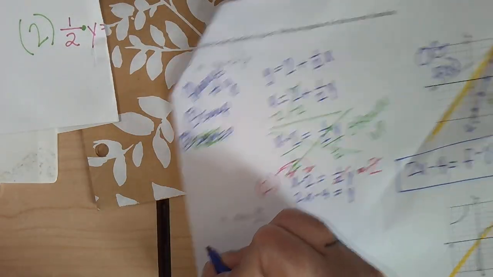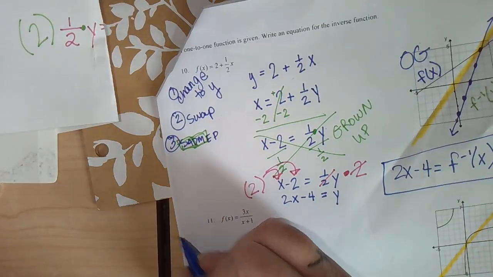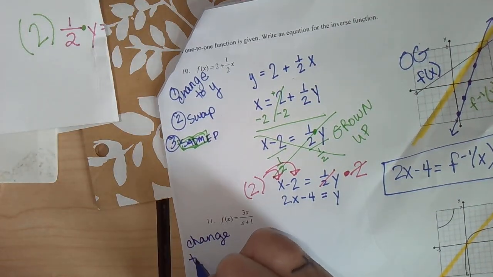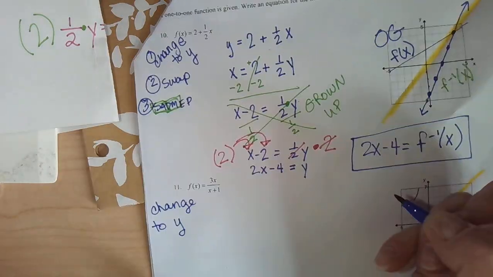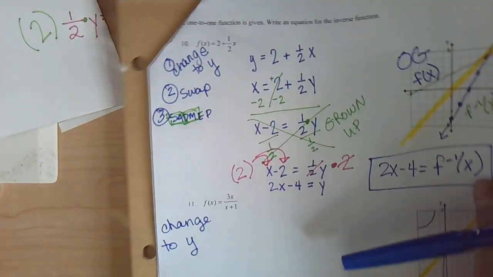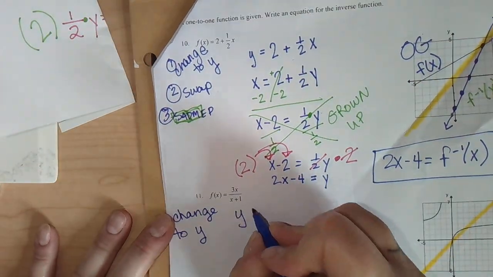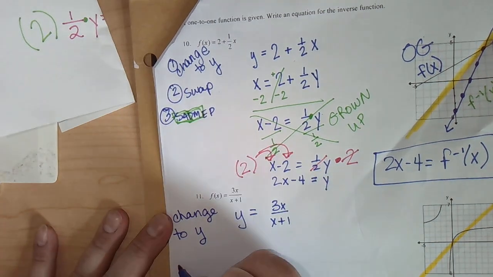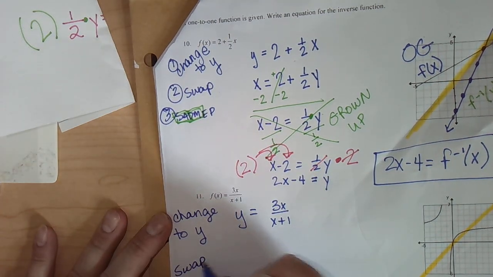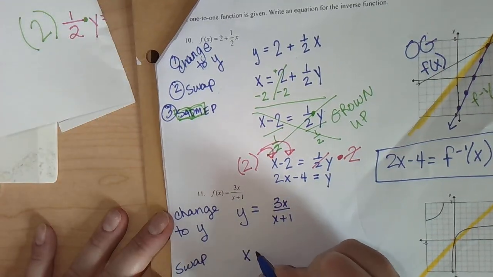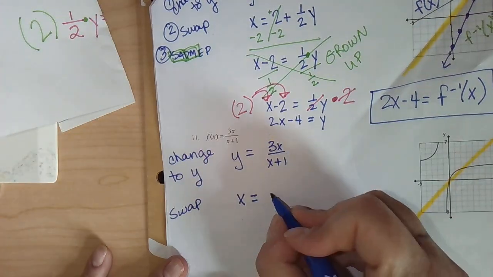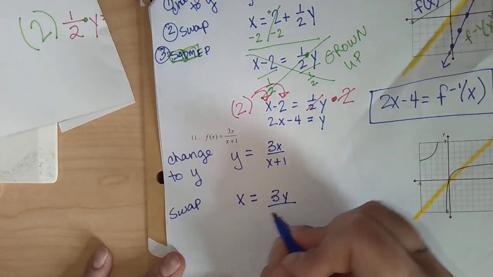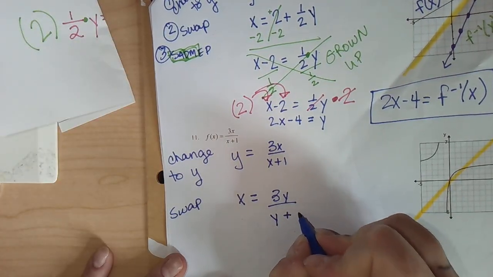Okay, first we're going to change it to just the good old letter Y. Okay, the good old letter Y. Then we're going to swap. And unfortunately, it's going to be awkward. We're going to have x equals 3y for show. And on the bottom, you got to put y plus 1.